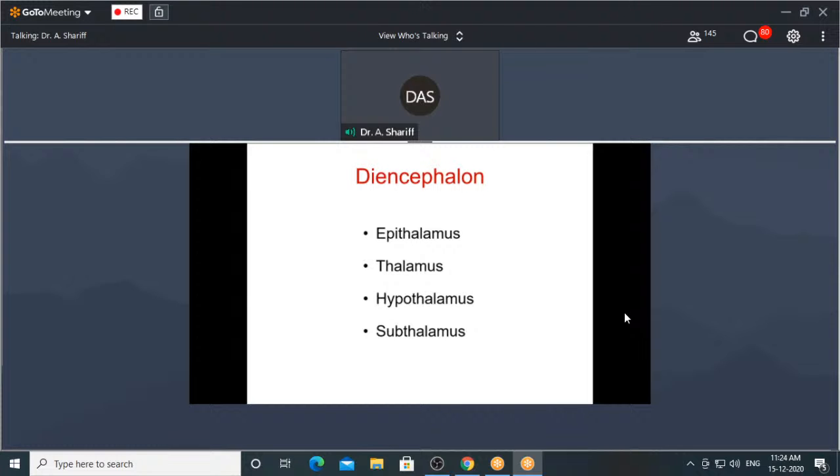Now collections of neurons occur outside the central nervous system also. Collections of neurons are called ganglia, nuclei. Okay, for example, the cranial nerves arise from neurons which are in the brainstem.